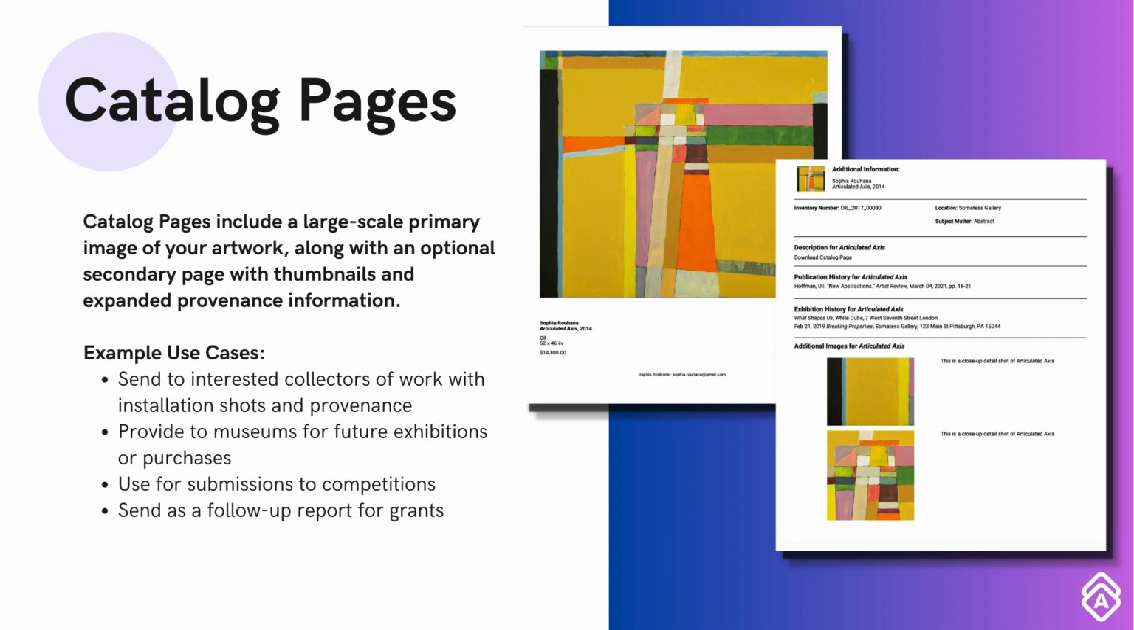They are great for sending to interested collectors of work because you can include additional images like installation shots, or you can include provenance records. So maybe it's the publication history to show that this piece was written about in this magazine, or this piece showed at this exhibition. You can provide to museums for future exhibitions or purchases, because they will want to know this information about pieces that are going to be showing at their locations. And then again, you can use these for submissions to competitions, or we have a great use case that you are going to hear about in a second, where you can send as a follow-up report for grants.